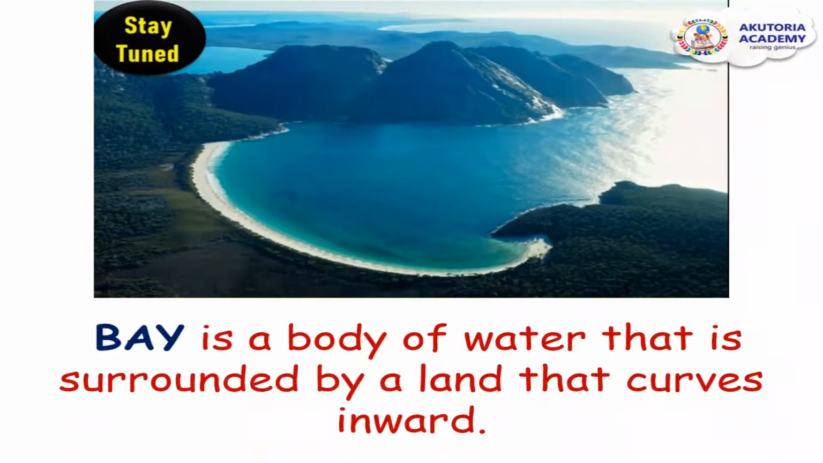Bay. A bay is a body of water that is surrounded by land that curves inward. So this body of water, this ocean or this sea, if you notice, there's a section of it that is curved inside. The land is curved inward as though the water is pushing the land inward. That is a bay. A bay is a body of water that is surrounded by land. Like you can see, the water is surrounded by land and it's curved inward.